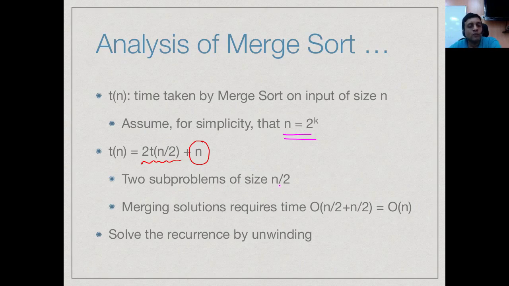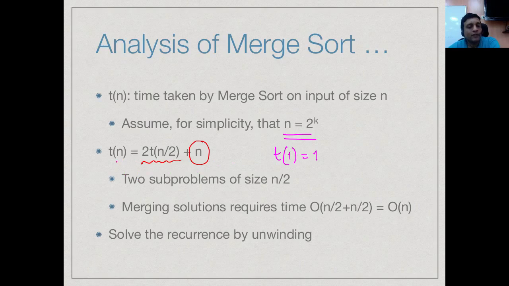So we have two problems of size n by 2, 2 times T of n by 2, and then we have a merge of n. So how do we solve something like this? Of course, we also have a base case which says that when we have only one element, it takes no time except to just check that you have only one element. So T of 1 is 1.